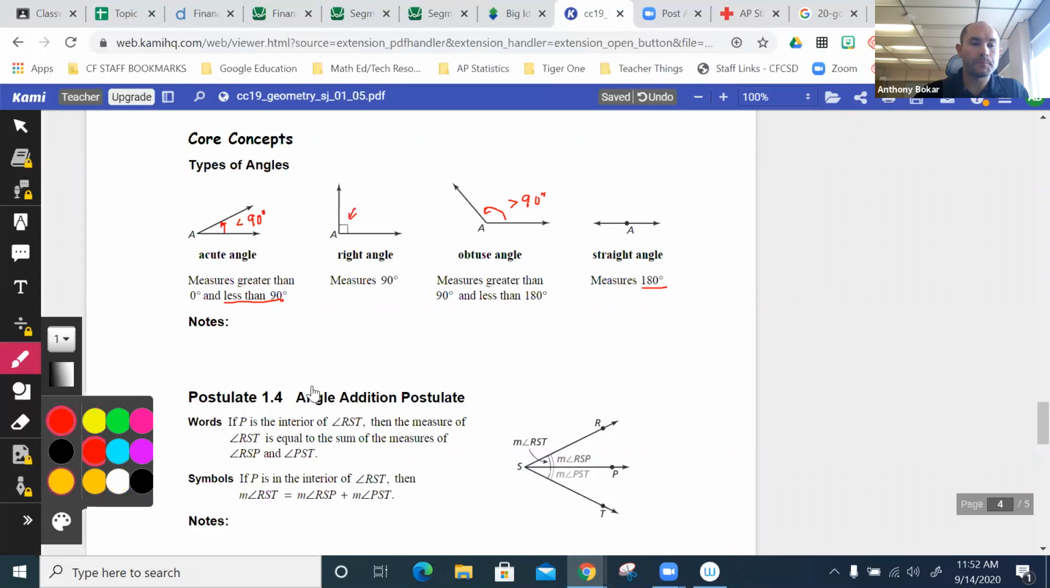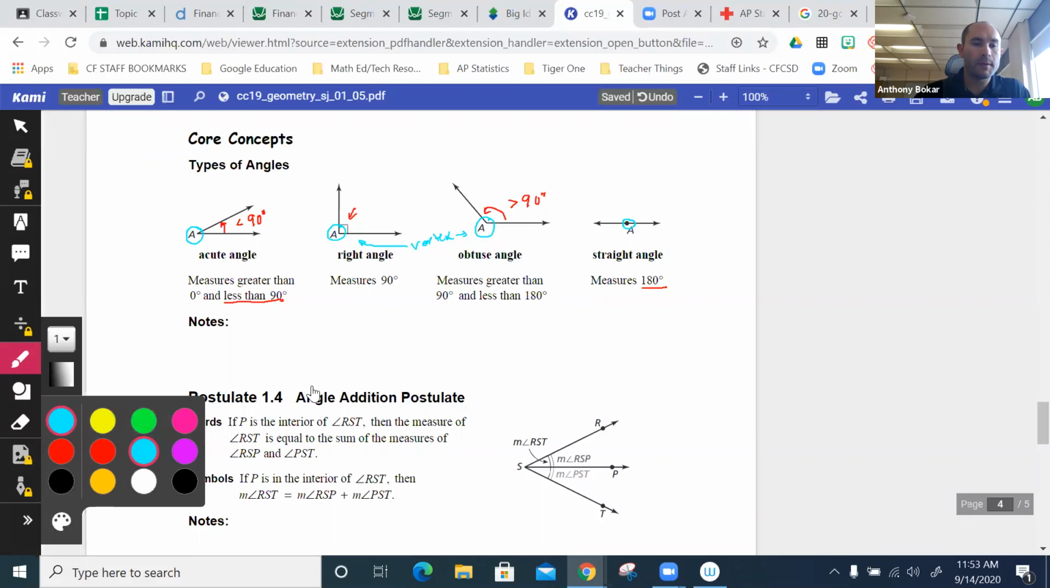Again, like A in all of these pictures right here, this is your vertex. Straight angle, it's not necessarily a vertex there, but it's a point on that line that could be the vertex. But point A is the vertex in all of these angles in here, okay?